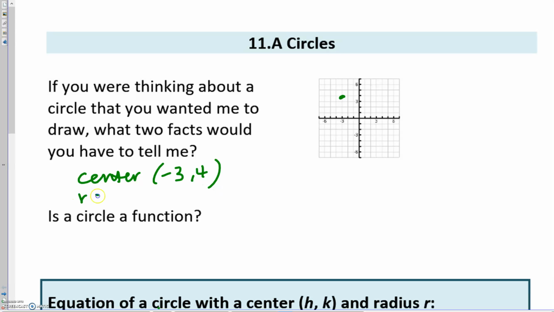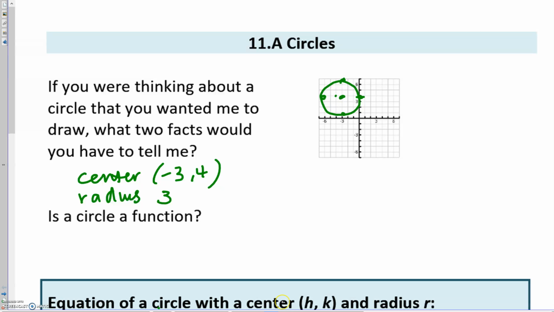So -3, 4, and we'd need to know what the radius was. So you might tell me that the radius was, let's see, we'll make it 3. So the radius is 3. So then from the center, I'd have to go out 3 every direction. 1, 2, 3, 1, 2, 3, 1, 2, 3, and then I could draw the circle that you had in mind.